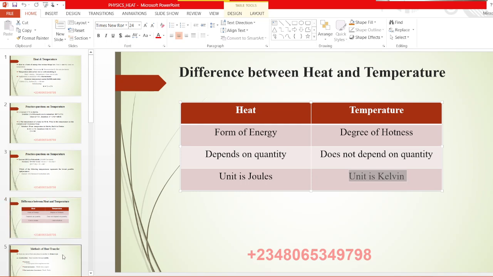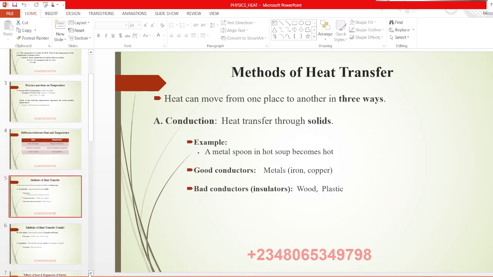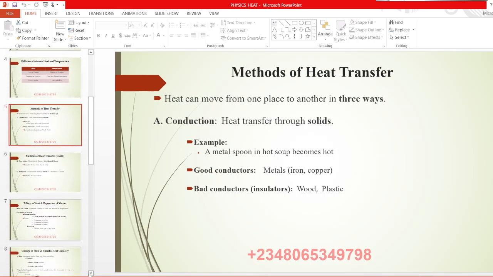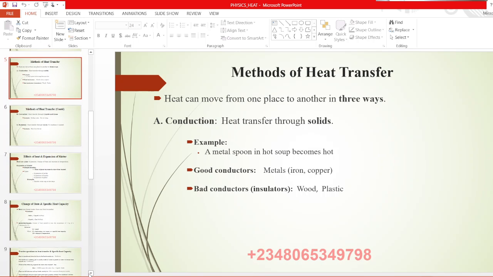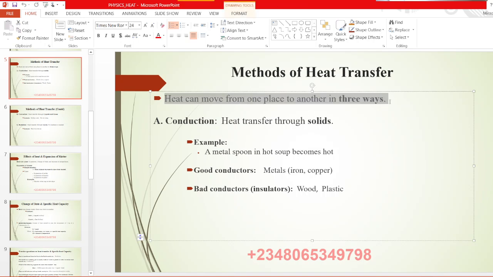So let's look at some methods of heat transfer. Very important. It comes almost all the time in JAM questions. Heat can move from one place to another in 3 ways. There are 3 basic ways heat can move from one place to another.